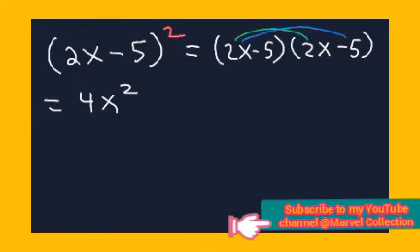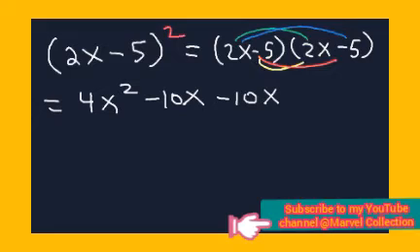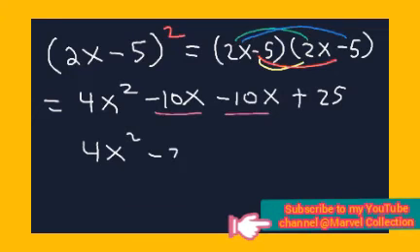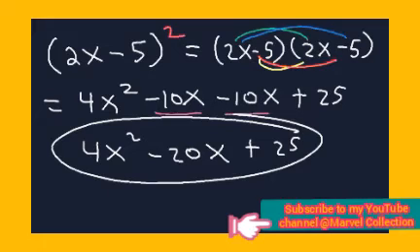2x times negative 5 is negative 10x. Negative 5 times 2x is also negative 10x. And finally, negative 5 times negative 5 is positive 25. So now let's combine these terms. Negative 10x minus 10x is negative 20x. And so this is the answer. It's 4x squared minus 20x plus 25.